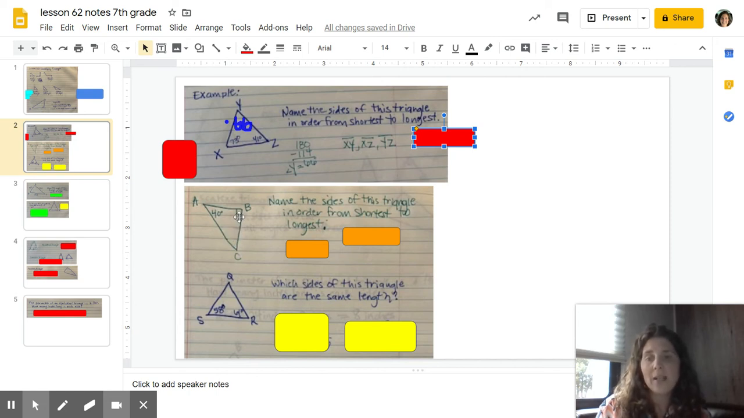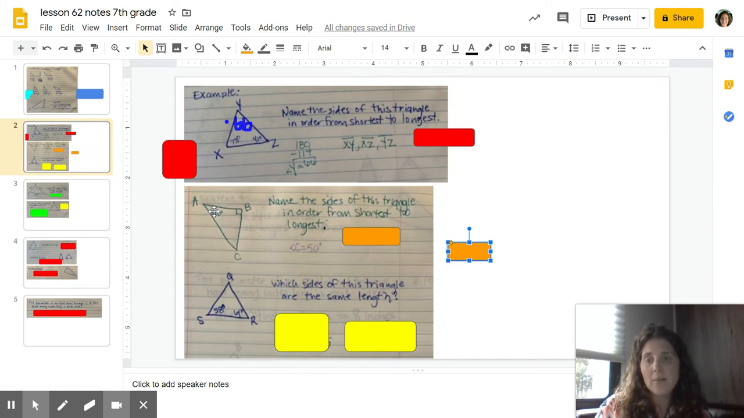Well, if I've got 90 and I have 40, that's 130. Take it away from 180. My angle here is 50. Okay, now you know all the angles. Now you can figure out which side is the shortest. So you go with the smallest angle.